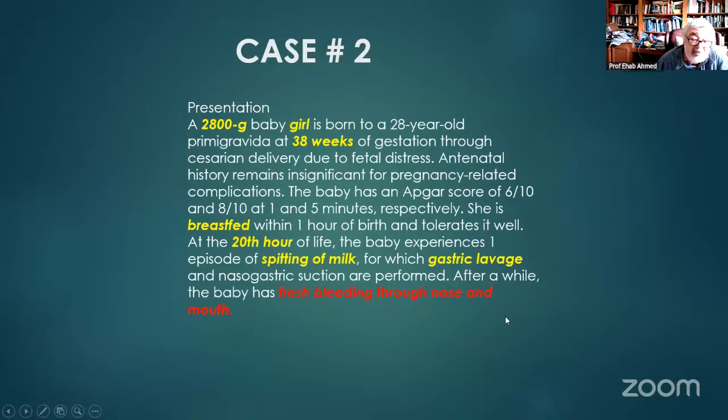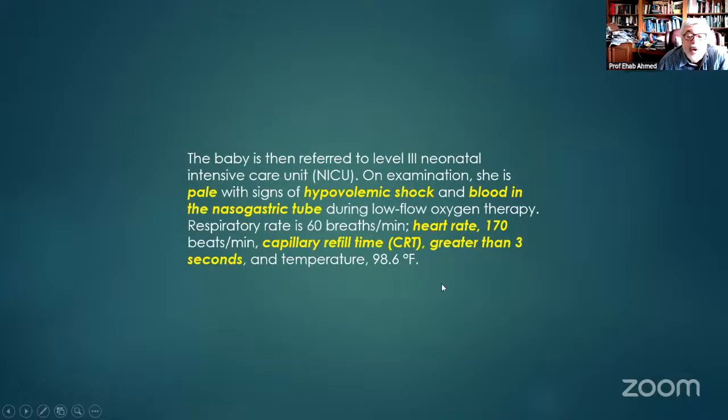After a while, here starts the problem. The medical providers noticed fresh bleeding through the nose and mouth. And when you have a baby who is bleeding through the nose and mouth, you know that there is most of the time a copious amount of bleeding. And then the baby became pale, shocky. This baby went rapidly into hypovolemic shock, meaning she lost a good amount of blood. And blood was still coming out through the NG tube.